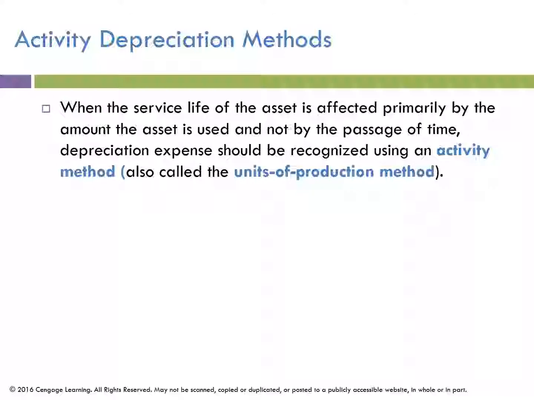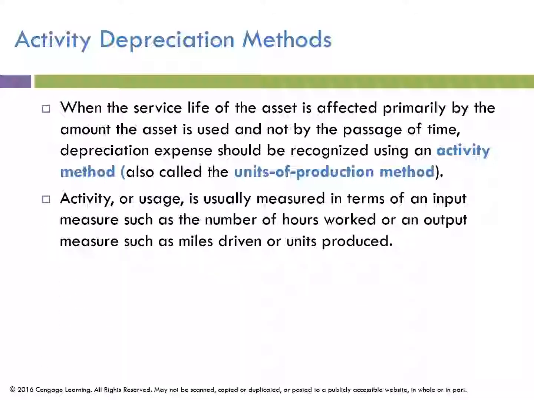The next method is the activity method. So when the service life of the asset could be measured primarily by use instead of passage of time like years, we can use this method. The activity is usage is measured in terms of some input or output: hours, the number of miles driven, the number of units produced, the amount of input put in.